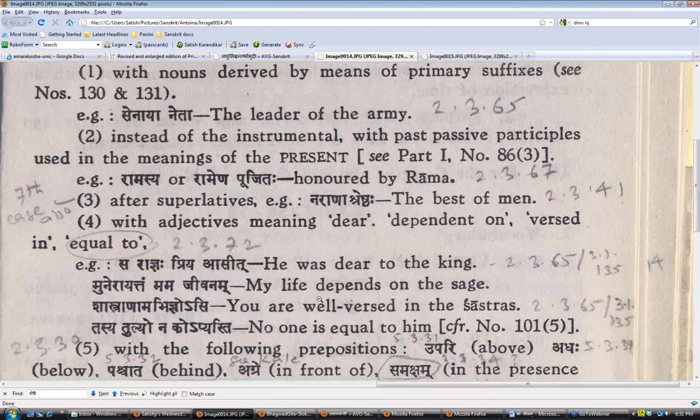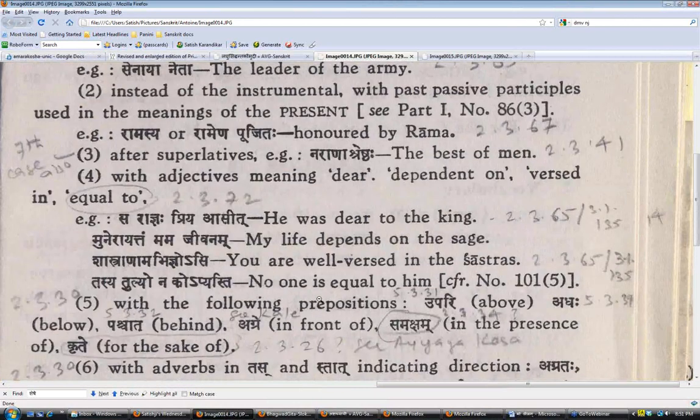So next, we're almost out of time, but we are looking at this meaning: dear, dependent on, well versed in, equal to. Let's see how we can fit the sutras for this. Okay, we start with this today. Maybe we'll complete next time. Saha Rajniha Priyaha Asit. So he was dear to the king. Now, how is the word Priyaha formed?